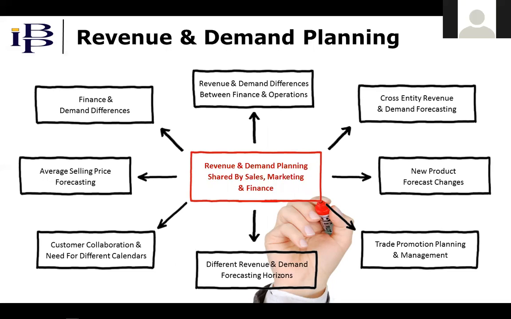And from a revenue and demand planning perspective, if you want to have a single revenue and demand plan that can be used by both finance and operations, you need to be able to have it executed across functions and entities. You need to incorporate new products. You need to be able to have different versions, calculate average selling price. You need to have all these sorts of things in one application that will support a process for revenue and demand planning.